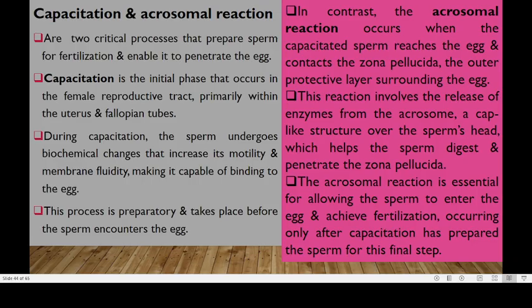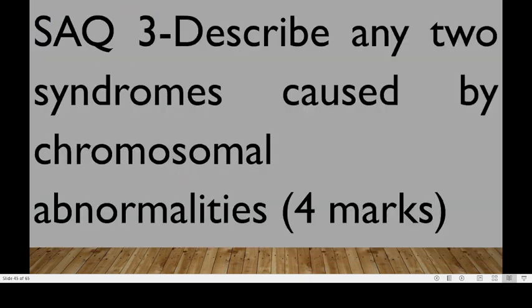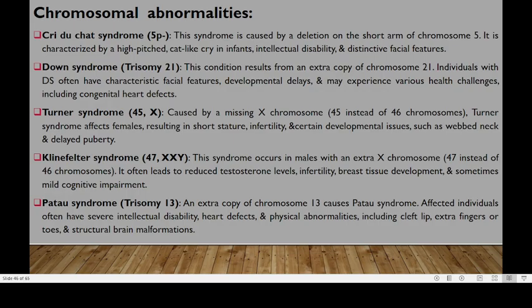The acrosomal reaction is essential for allowing the sperm to enter the ovum and achieve fertilization, occurring only after capacitation has prepared the cell for this final step. Describe a syndrome caused by chromosomal abnormalities. We have several. You could talk of the Cri-du-chat syndrome, Down syndrome, Turner syndrome, Klinefelter syndrome, or the Patau syndrome, which is also trisomy 13.